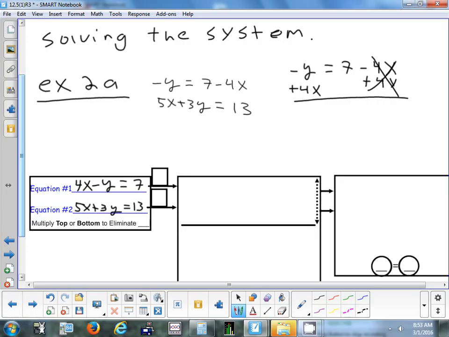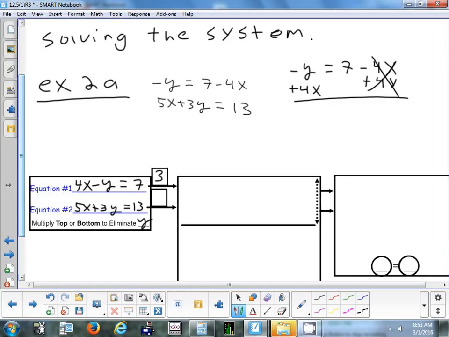So you've got to look at it and think, all right, what letter and what number do I want to multiply by, right? Y. Okay, you're going to get rid of y. I like that. And how are you going to get rid of y? What do you have to multiply by? 3. I like that. And what equation do you want to multiply by 3? Top or bottom? Top.